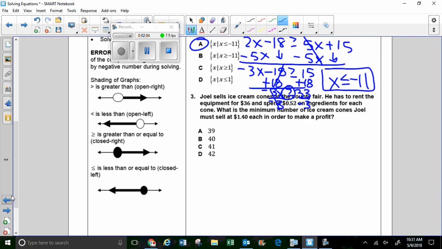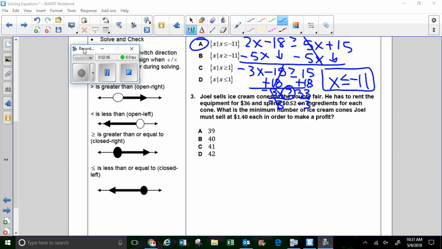Alright, number 3 is a word problem, so I'm going to read it all the way through before I start translating. So Joel sells ice cream cones at the county fair. He has to rent the equipment for $36 and spend 52 cents on ingredients for each cone. So I'm just underlining and circling some keywords. What is the minimum number of ice cream cones Joel must sell at $1.40 each in order to make a profit?